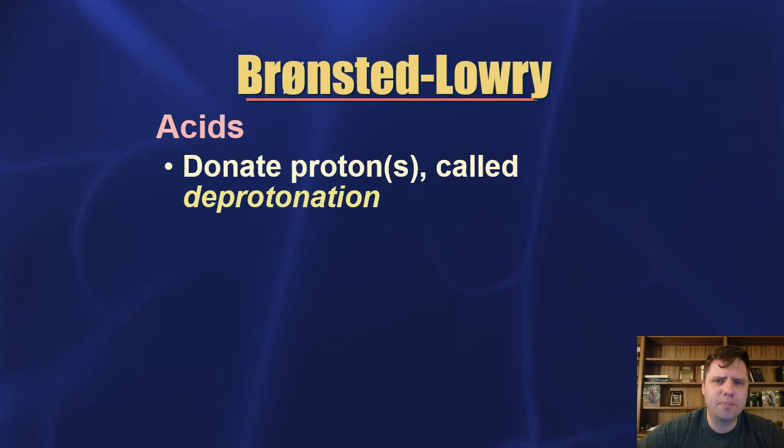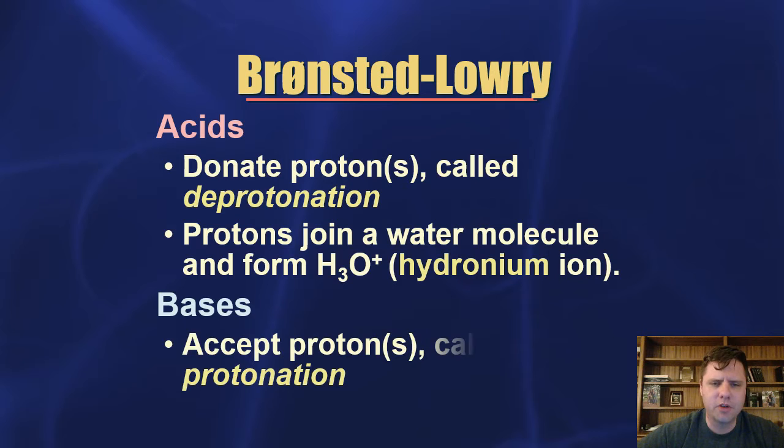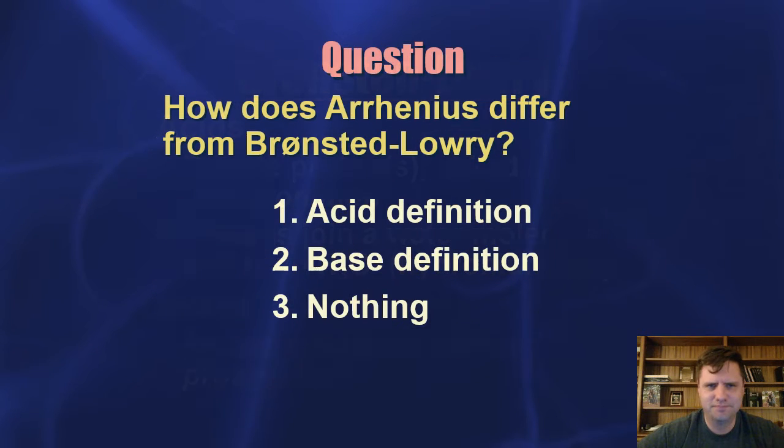So acids donate protons, called deprotonation. These protons join a water molecule forming H3O+, a hydronium ion. Bases accept protons, called protonation. So how does Arrhenius differ from Brønsted-Lowry? They don't differ, remember, on the acid definition. They're the same there. Where they differ is on the definition of the base.